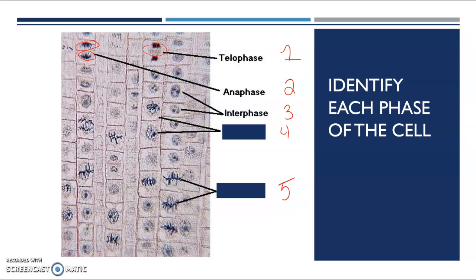Number 3 is interphase. If you look closely, you can see where the nucleus is, and then you have all these other organelles. See those other organelles? That's interphase. The cell is just doing what the cell does. I'll erase that so you can see it more clearly.